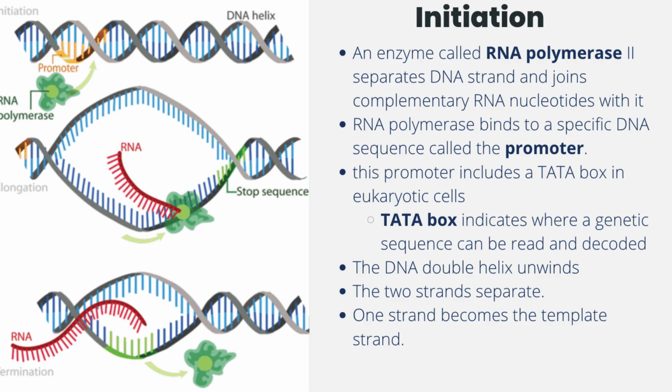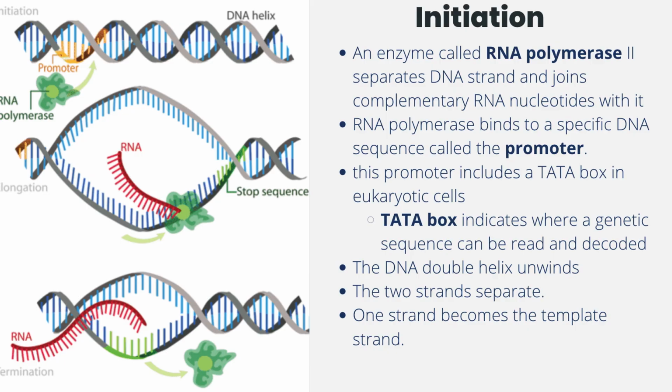So for the first phase, which is initiation, an enzyme called RNA polymerase II separates the DNA strands and joins the complementary RNA strand nucleotides with it. The RNA polymerase binds to a specific DNA sequence called the promoter, and this promoter includes a TATA box in eukaryotic cells. And this box indicates where a genetic sequence can be read and decoded.